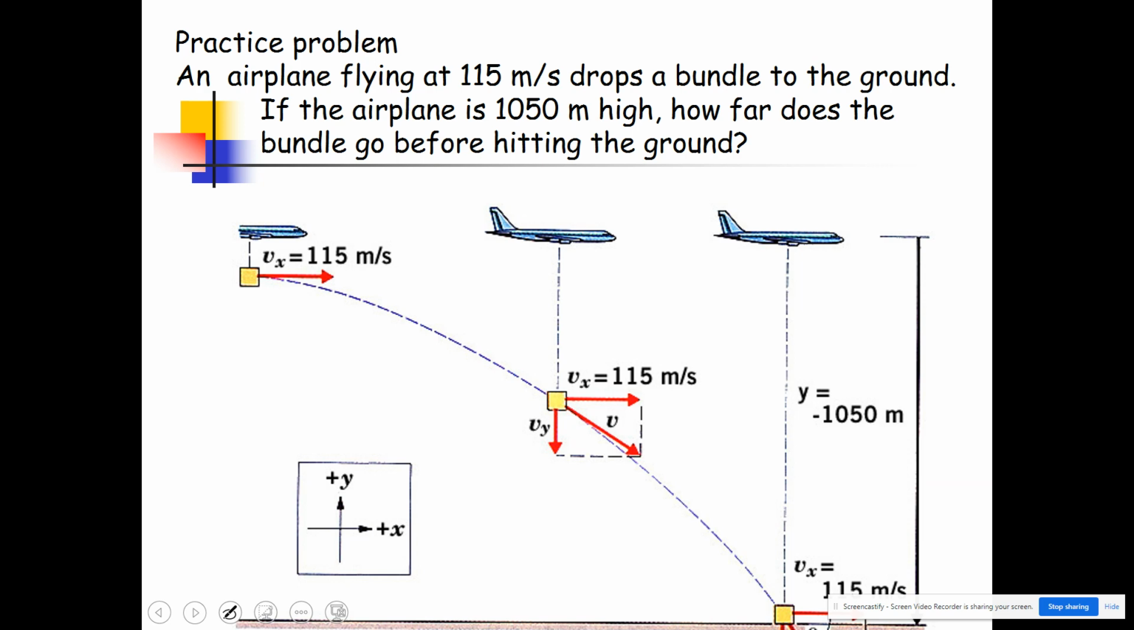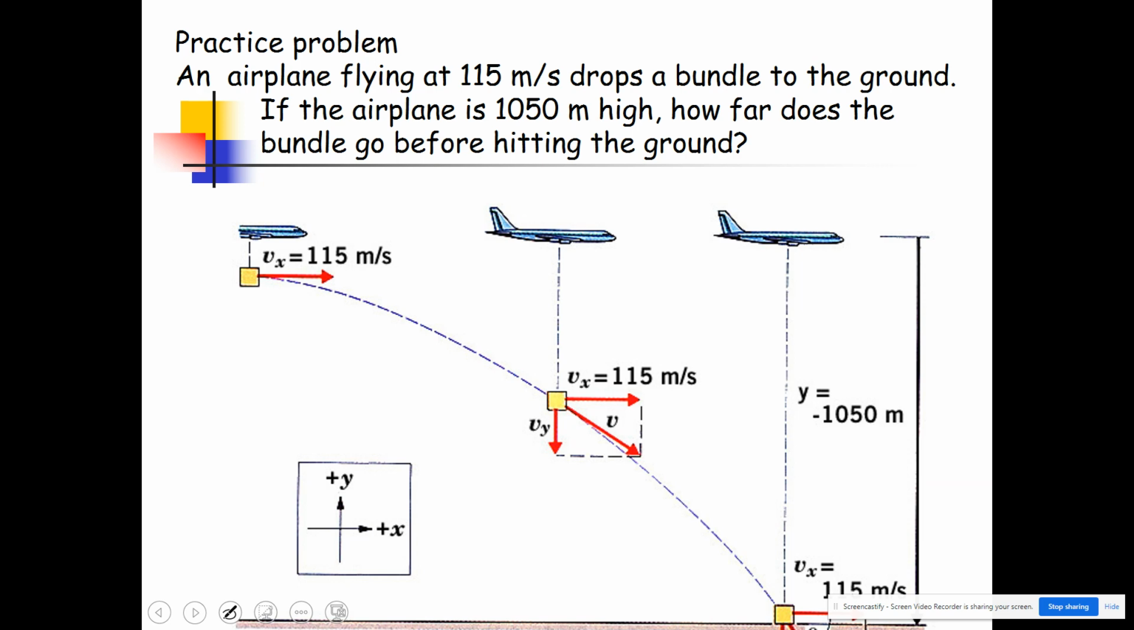An airplane is flying at a certain speed, 115 meters per second, and it drops a bundle to the ground. If the airplane is 1,050 meters high, how far does the bundle go before hitting the ground? Perfect. We want to know what's the forward throw distance here? How far does it go before it hits the ground? First off, we need to know how long it takes to fall, because once we know that, we could use that speed to figure out how far it will go.